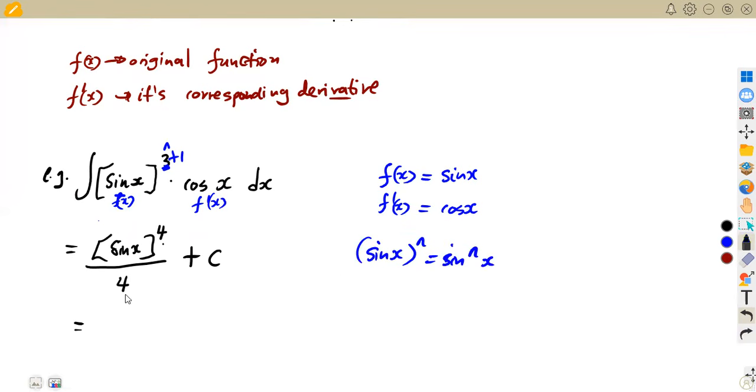So meaning to say, here we can just write this as sine to the exponent of 4x, everything over 4, plus the constant of integration, which is 1 and the same thing, or you can just leave your answer like that. All right, guys, this is not enough.